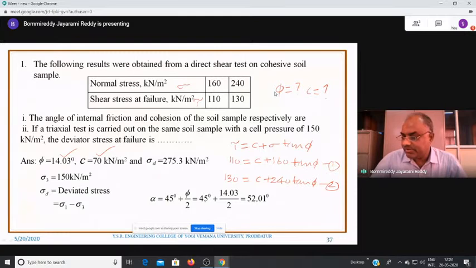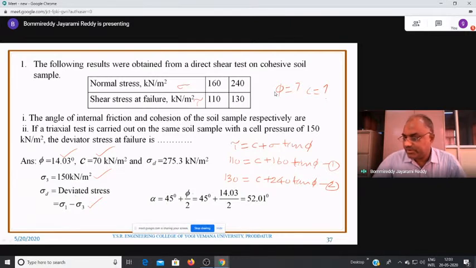If a triaxial test is carried out on the same soil sample with a cell pressure of 150 kilonewton per meter square, what is the deviator stress? So the same values are represented in case of triaxial test. In the triaxial test, cell pressure sigma 3 is given as 150 kilonewton per square meter. The question is what is the deviator stress? Deviator stress is sigma 1 minus sigma 3. Here sigma 3 is known. You need to find out sigma 1. What is the sigma 1 value?